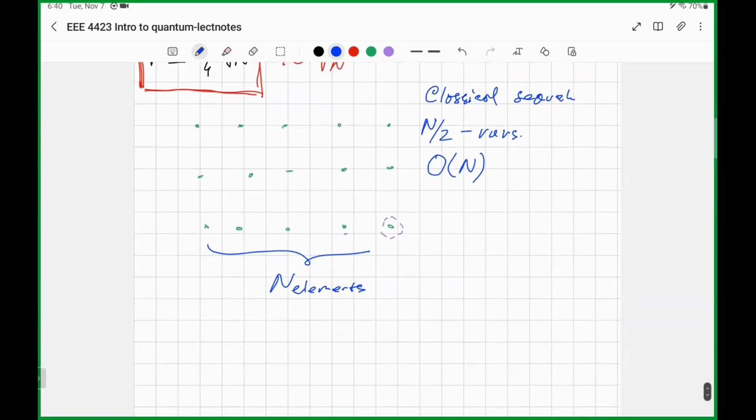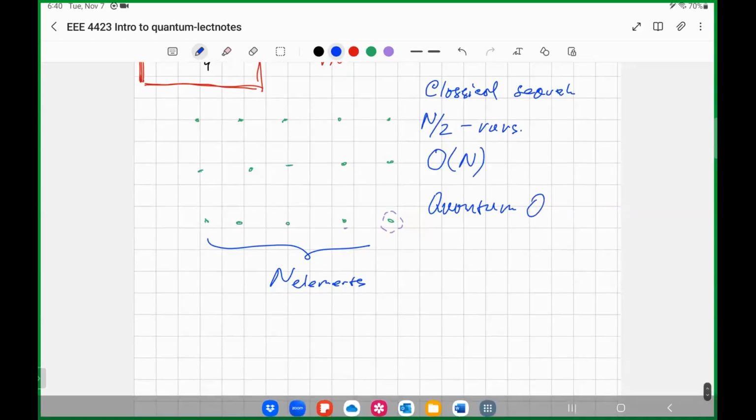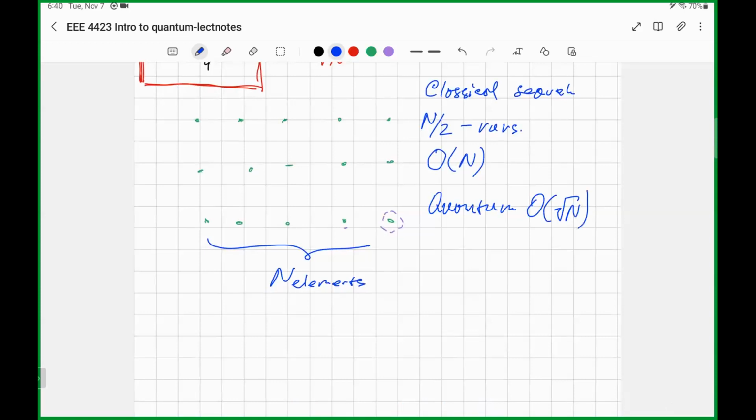Quantum gives us square root of n, which is the quadratic speed up.